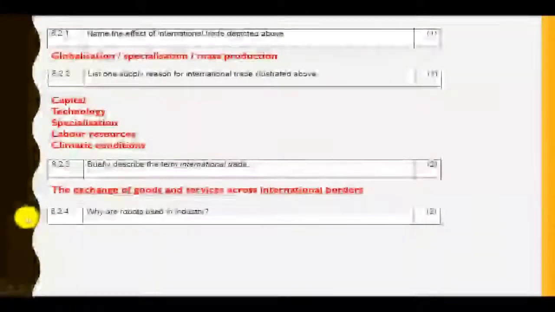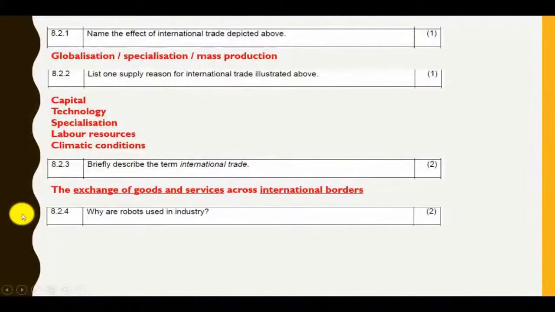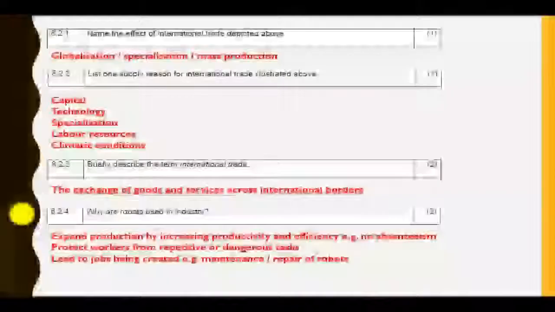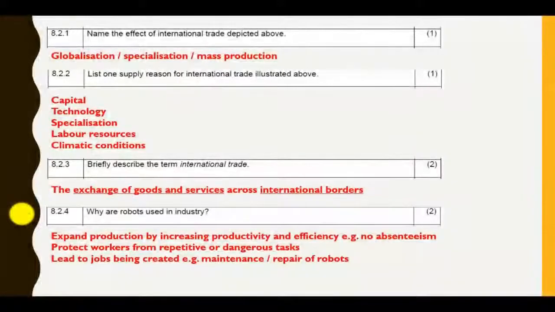And then I wish I could hear some of your answers for 8.2.4. Why are robots used in industry? These are some of the things you could have said, Grade 12s. They can expand production by increasing productivity and efficiency. For example, there's no absenteeism, no labor staying away or being sick.